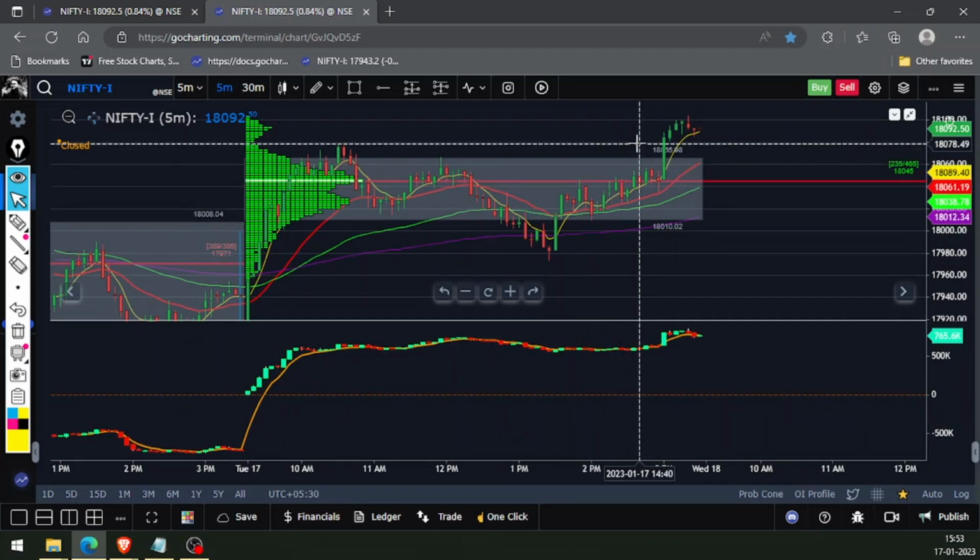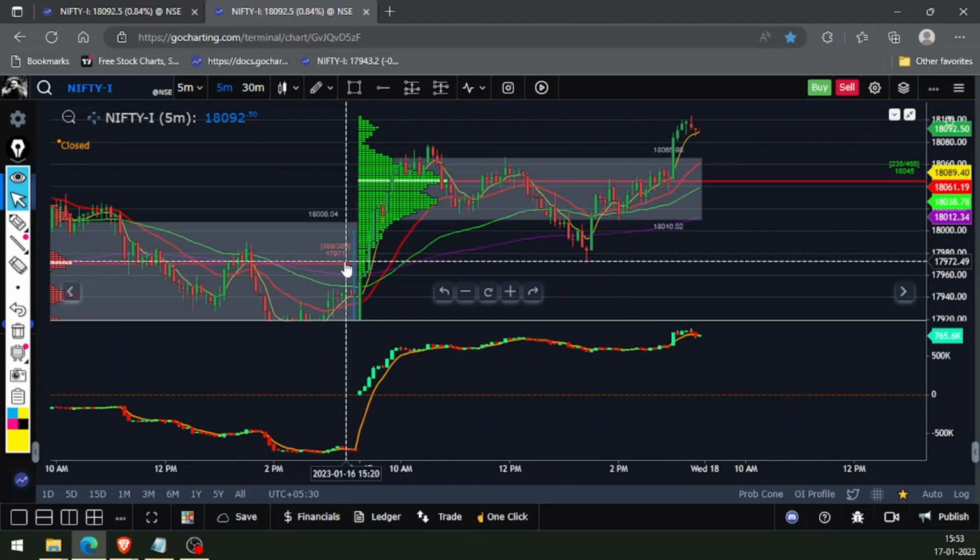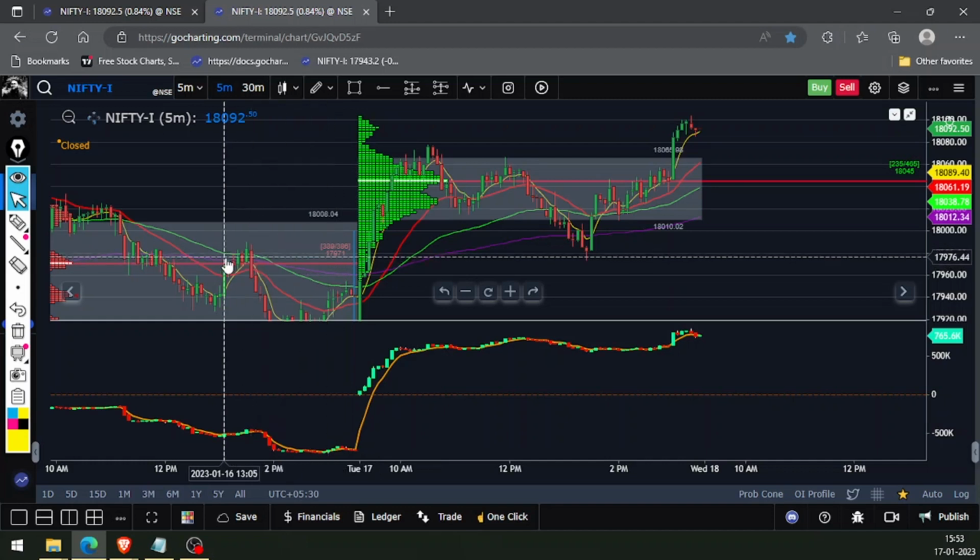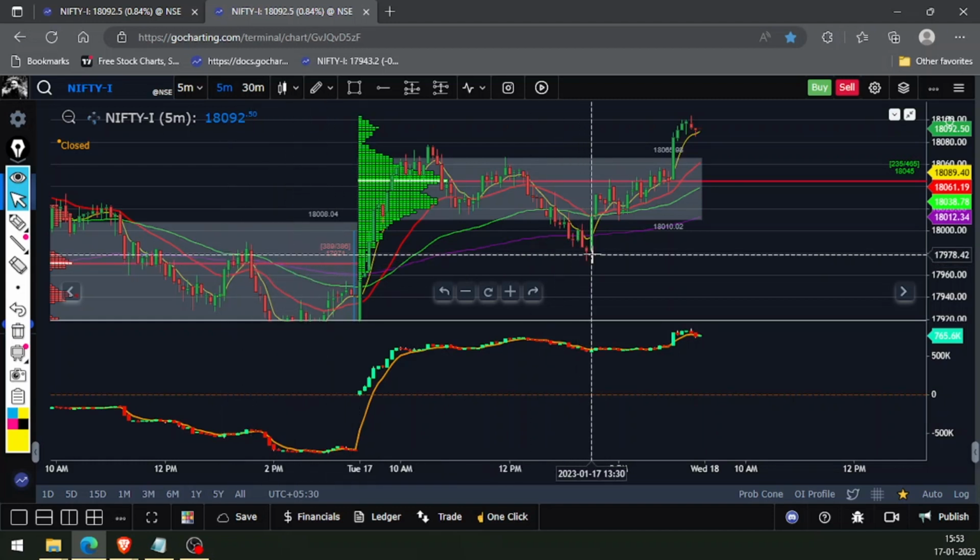That's not easy, because this is a non-tested POC and it has very good volumes, where most of the previous day's trades were traded around here. So it has given a very beautiful move.